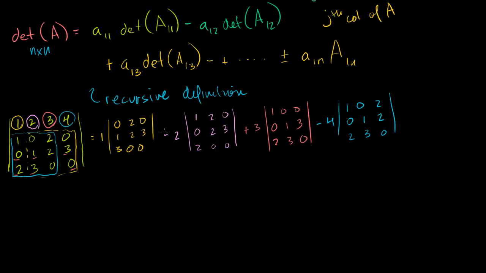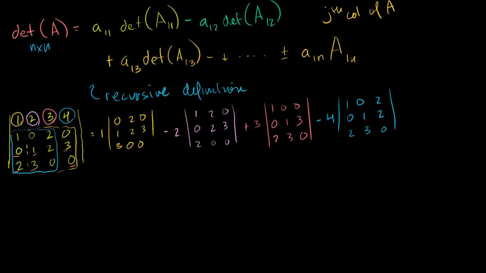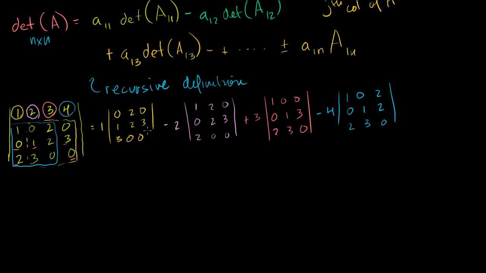We could use the definition of the 3 by 3, but we could just keep applying this recursive definition here. So this is going to be equal to, let me write it here. So 1 times, what's this determinant? This determinant is going to be 0 times the determinant of that submatrix, 2, 3, 0, 0. That was this one right here.